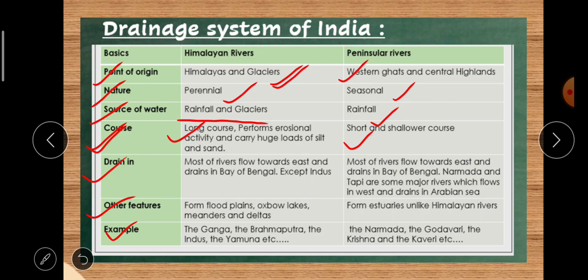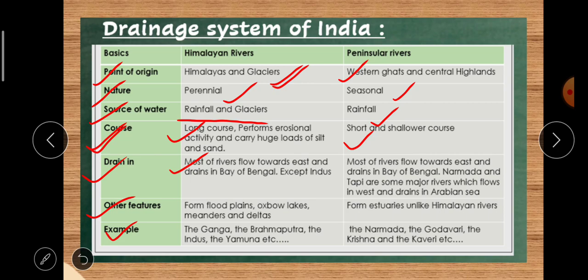Now, draining, where the river or the main stream gives its water to a large water body. For example, we can take an ocean or any sea. So, draining, Himalayan rivers, most of the rivers flow towards east and drain in the Bay of Bengal except Indus. Here we are talking about most of the rivers, not all rivers. And over here Indus is an exception, because Indus, which is originating near Lake Mansarovar in China, is flowing towards west and at last it drains its water in the Arabian Sea.